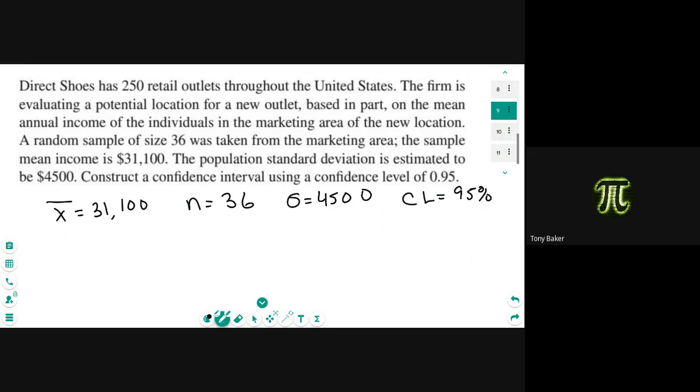Z or T? Z, because population standard deviation. So we're looking for a Z. Look at the very bottom of your T table. There's all your Z's. So what was the Z for 95%? 1.96. The very bottom of your T table will give you the basic Z's that you always use. So you don't need to flip over to that other chart.